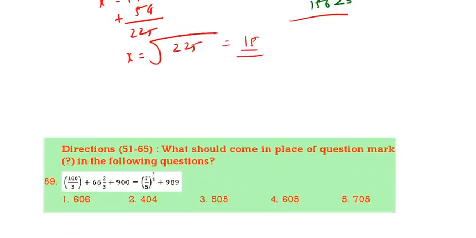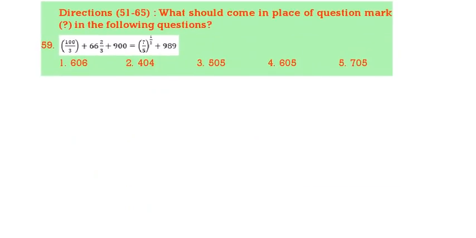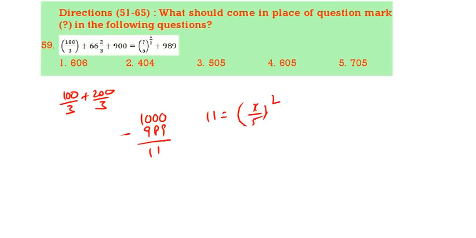See the next question, 59. 100 by 3 plus 200 by 3, that is 300 by 3. See, this is 100 by 3, this is 200 by 3. So that is nothing but 300 by 3, that is 100. 100 plus 900, 1000. 1000 minus 989, that is 11. So 11 is equal to x by 5 whole square. Now 121 is equal to x by 5. X is equal to 605. 605 is the correct answer.